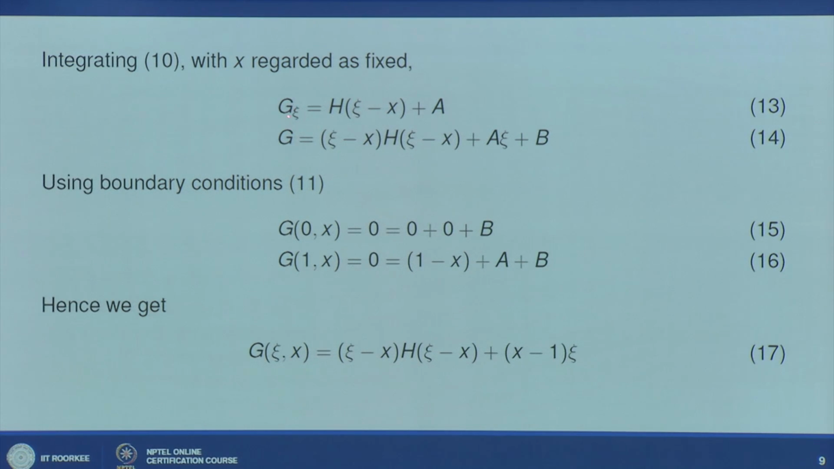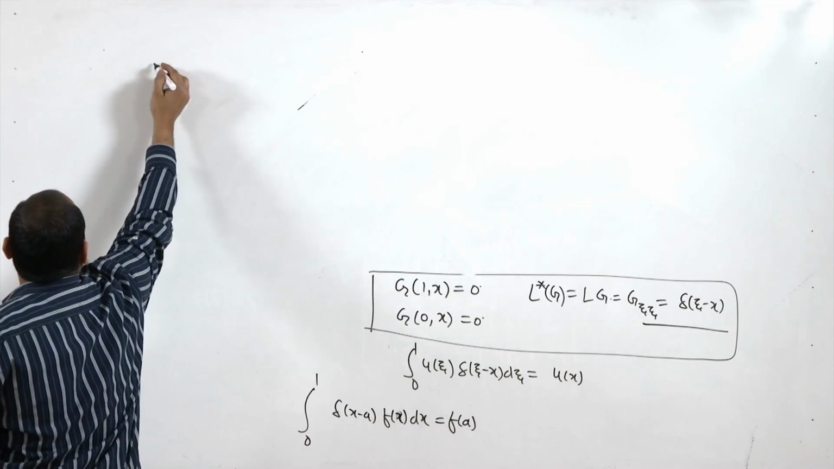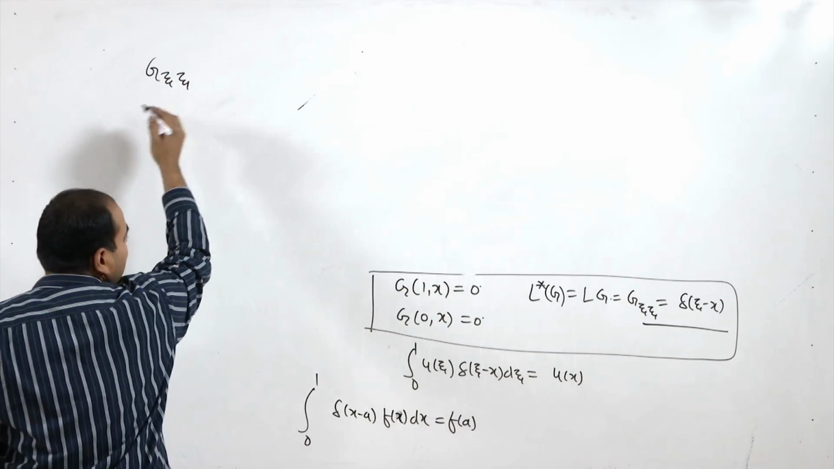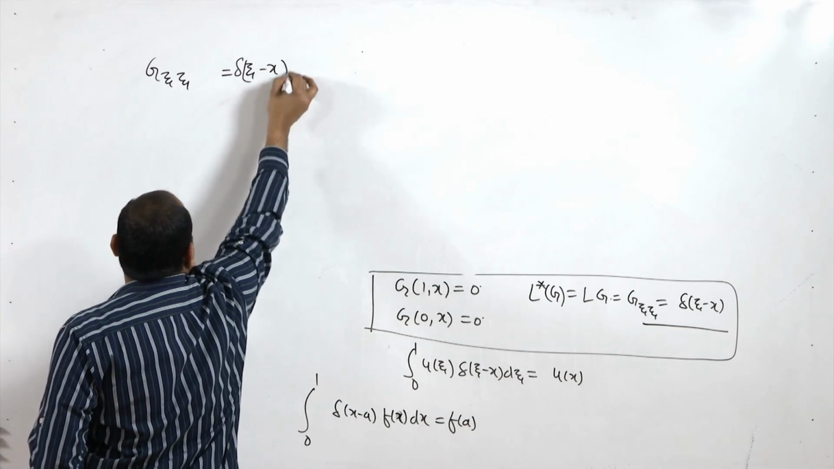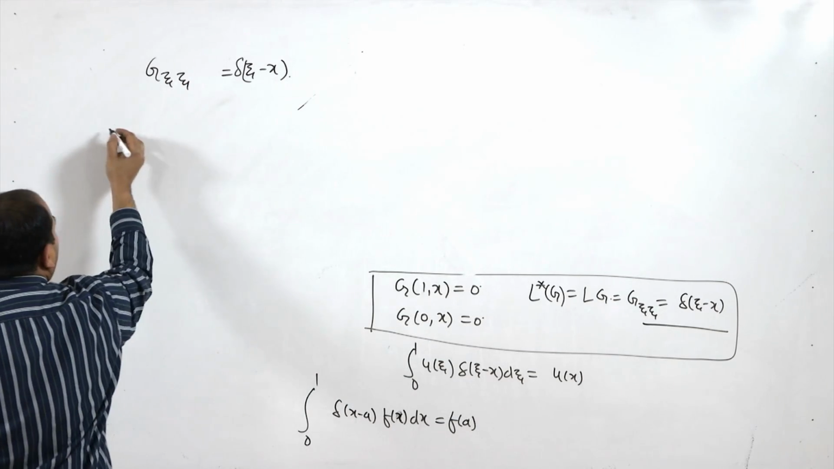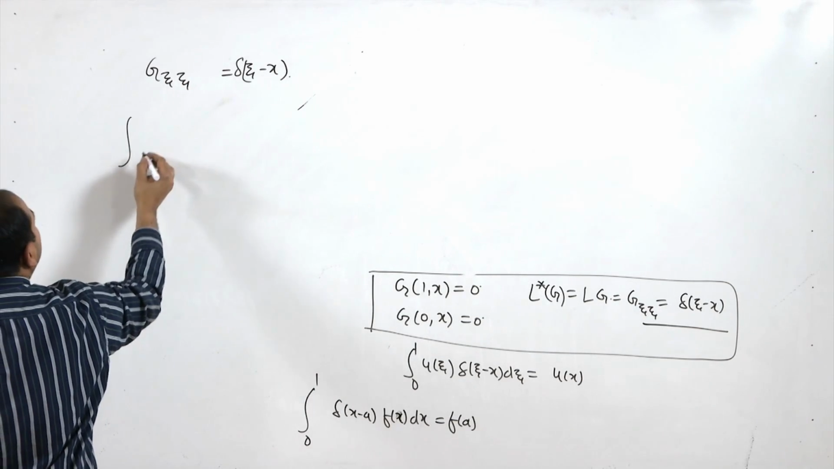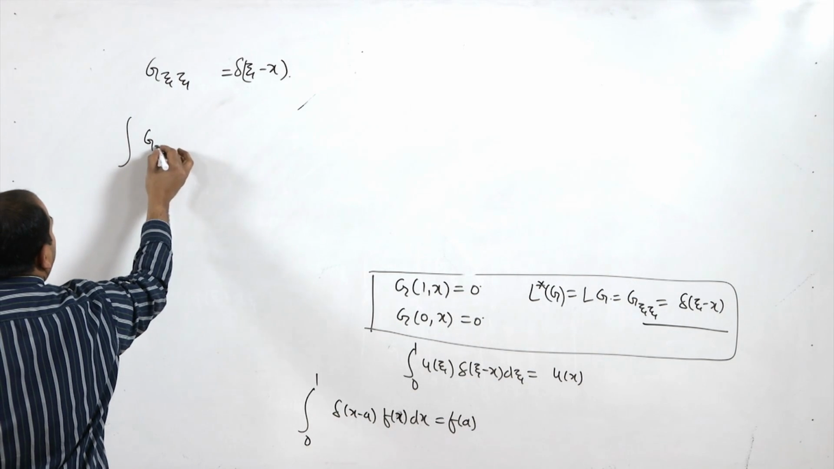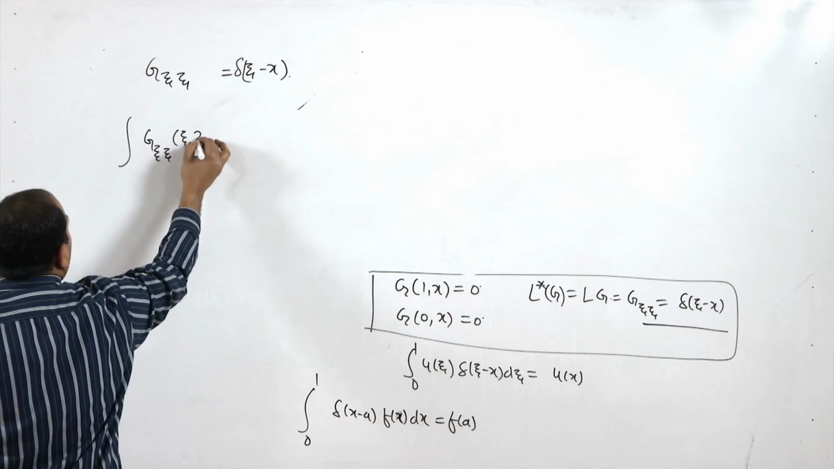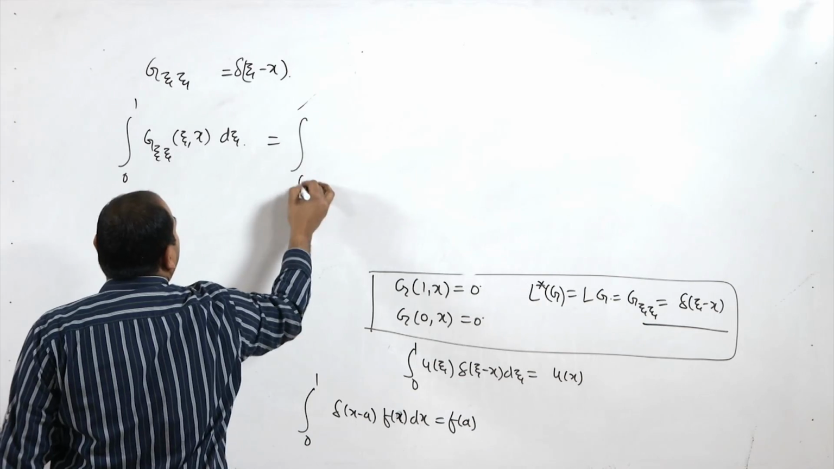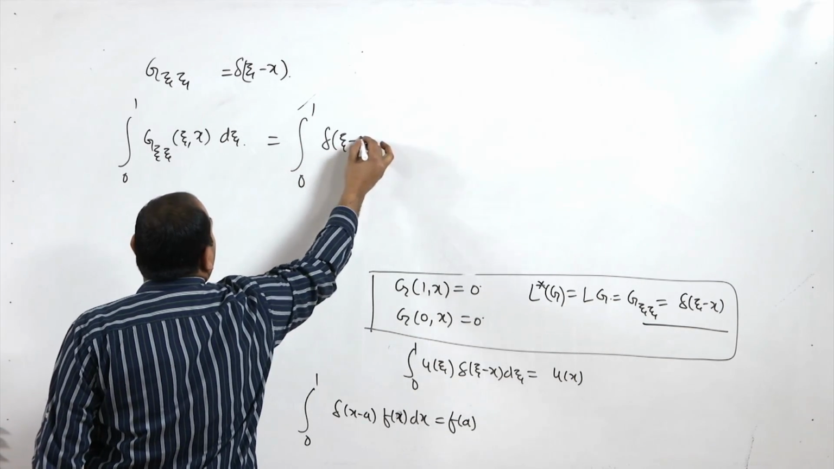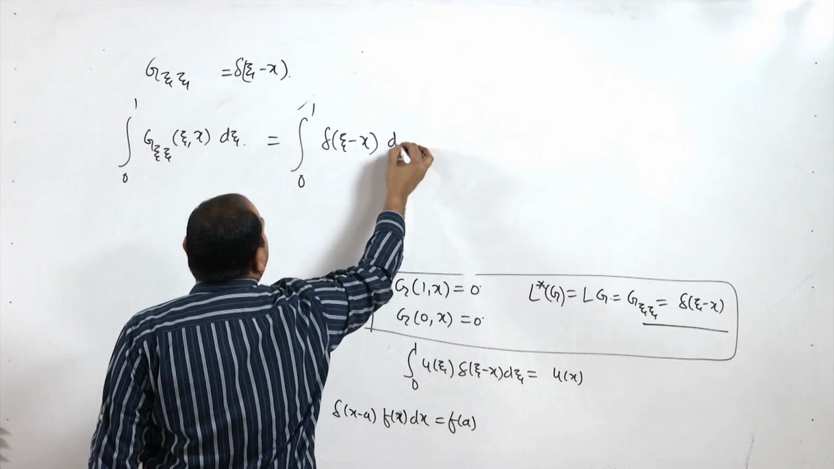Now if we look at this, g_ξξ is equal to δ(ξ − x). So we integrate with respect to ξ, keeping x as a fixed variable. So the integral of g_ξξ(ξ, x) dξ between 0 and 1 is equal to the integral from 0 to 1 of δ(ξ − x) dξ.